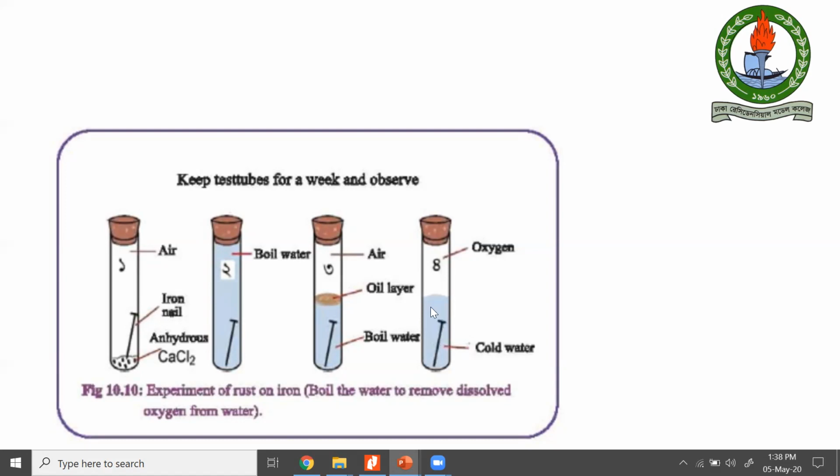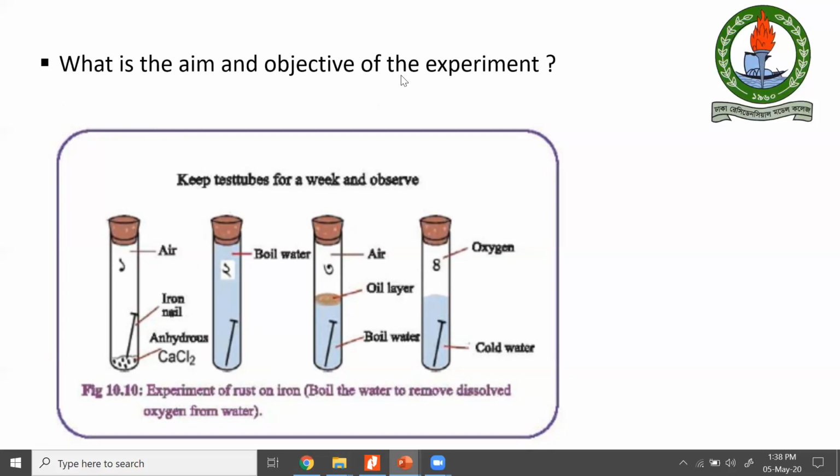Now our question: if we keep these test tubes for a week and observe, what will be the result? And from the figure, we have another question: what is the aim and objective of the experiment? Now we discuss the aim and objective of the experiment.